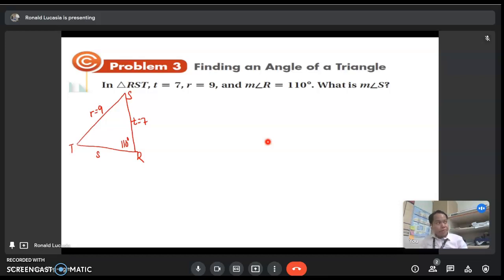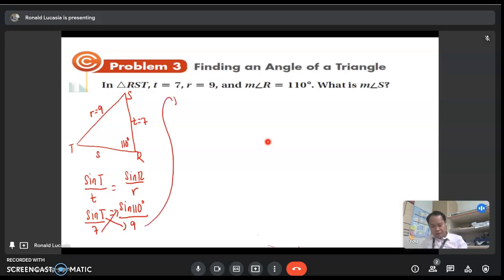So we use now the law of sine. So sine T over side T is equal to sine R over side R. So we have there sine T, our side T is 7, sine R is 110 degrees over our R is 9. Then cross multiply, you will end with 9 sine T is equal to 7 sine 110 degrees.